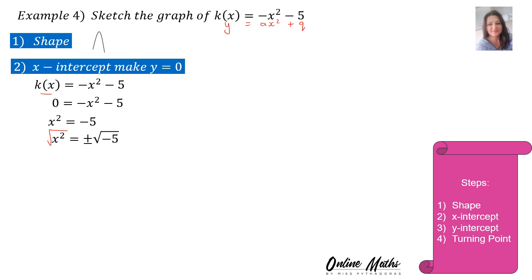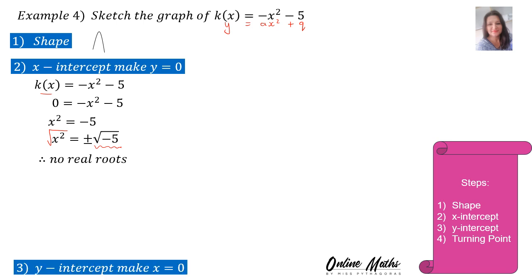And can you see what's happening now? Suddenly there's a minus under the root, and that means there's no real roots, because you cannot get a negative under a square root. So therefore, this graph does not have any x-intercepts.